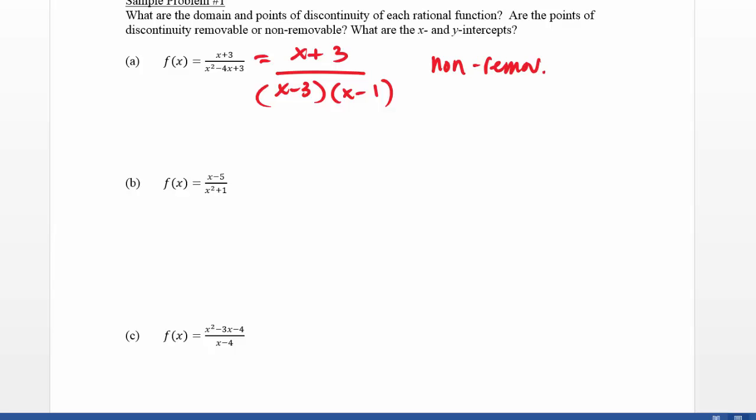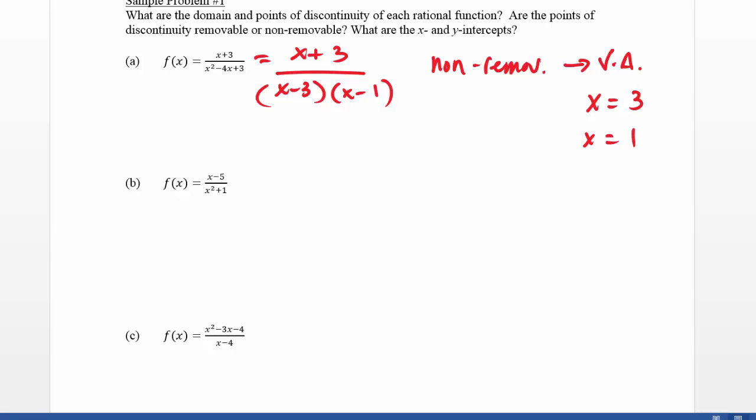And we know non-removable is going to create an asymptote for us. Now we need to figure out where those asymptotes are. And in particular, these are vertical asymptotes. So the vertical asymptotes are going to be where it would make the rational function undefined. So in this case, 3 would make that a 0, and 1 would make that a 0. So we can say that we have vertical asymptotes at x equals 3 and x equals 1.